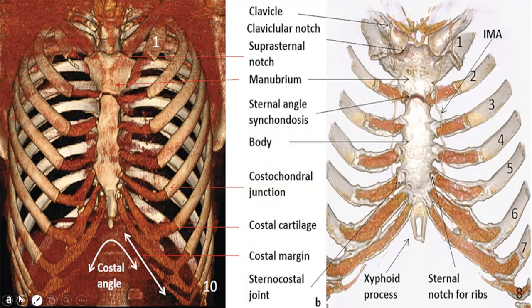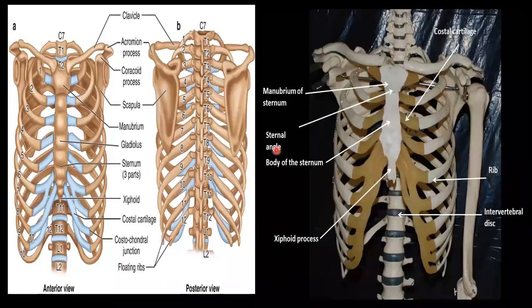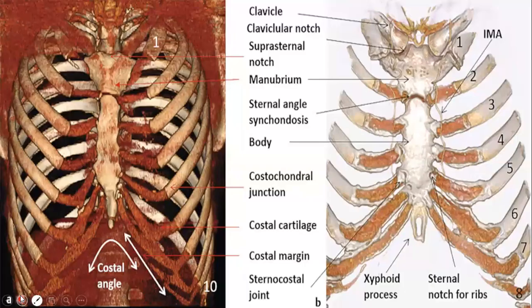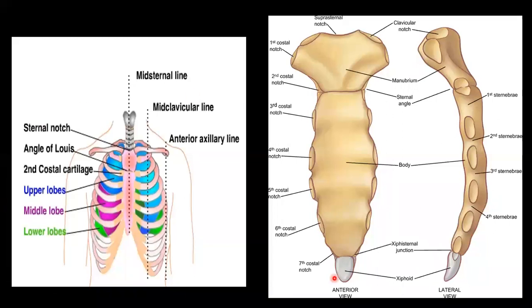So do not confuse. I think I made one mistake in the previous slide. The sternal angle is not the suprasternal notch. Just make this correction. The suprasternal notch is above and the sternal angle is below. So this is the complete picture; we have the xiphoid process over here, then we have the sternal notches, then we have the sternal angle. We have already discussed these things.